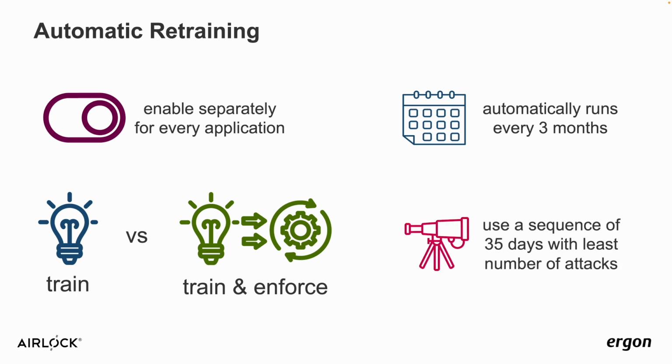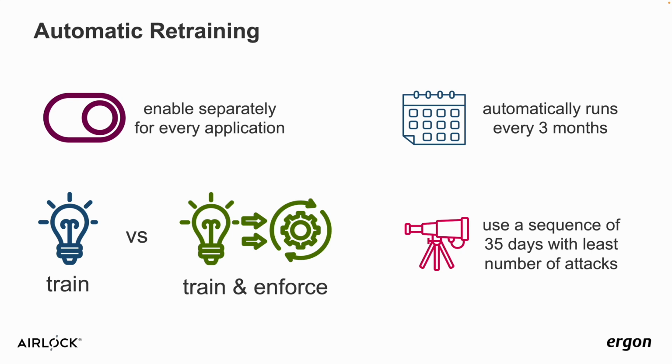Now, to get the best models possible, we're using a sequence of 35 days with the least number of attacks. What does that do? 35 days means we cover an entire month, or at least 1 month. We cover 5 weekends, 5 Mondays. So whatever behavior users are showing on your applications, we have it in there. And least number of attacks means it's the traffic where we expect to get the most aggressive models, those models that will detect anomalies very quickly, very easily. So they will improve the model training for you.